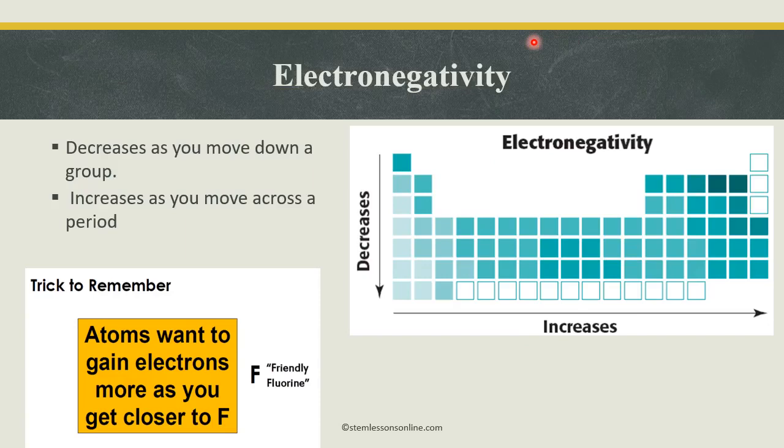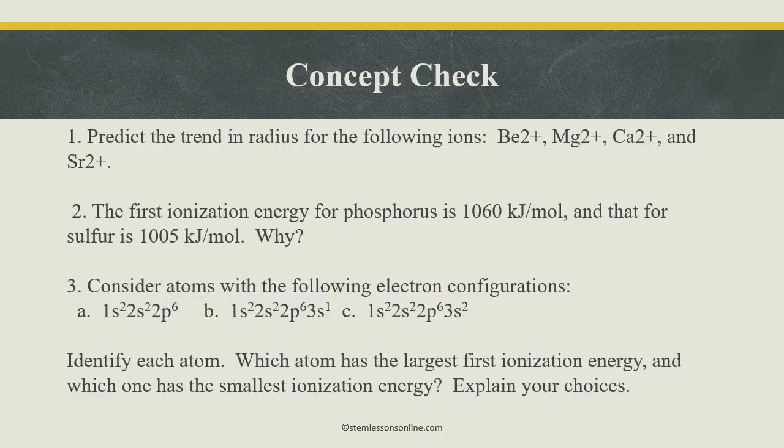Also, a full energy level provides some shielding between the nucleus and valence electron. So first shell, second shell, third shell, when you go, the first shell and second shell electrons will shield the outer electron from the nuclear attraction. So that is another reason it is decreasing down the group. Here is a concept check question. Predict the trend in radius for the following ions. And then read the second question and check your answer once you are done with this one.